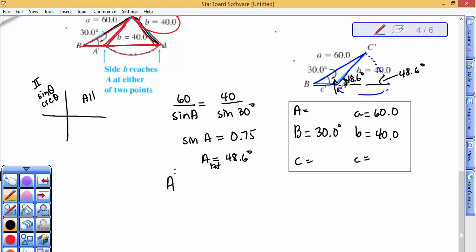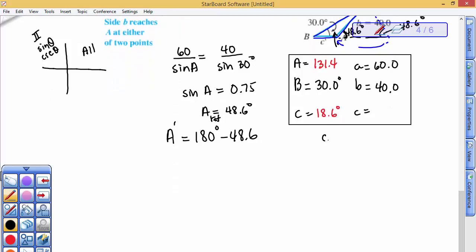So angle A prime in our new situation is 180 minus the 48.6 degrees, and that gives me 131.4 degrees. And now I add those two up and get 161.4, and I subtract that from 180, and I do get an angle for angle C in the teens. And then finally, I can finish this problem up. I'm going to get a very short side for side C. I'm afraid I forgot to calculate that in advance, so let's just go ahead and do it. So I'll have C over the sine of 18.6 degrees equals B over the sine of 30 degrees.